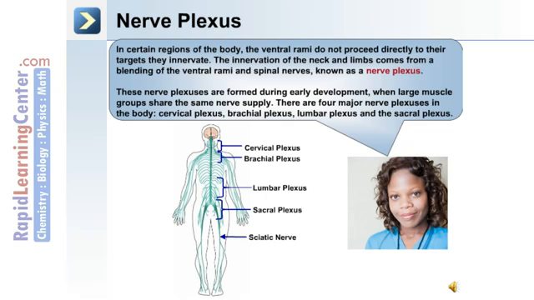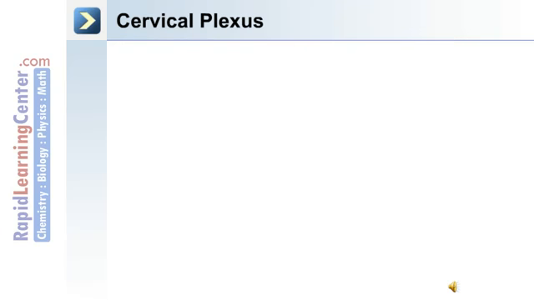There are four major nerve plexuses in the body: the cervical plexus, the brachial plexus, the lumbar plexus, and the sacral plexus. Let's look at each plexus individually, beginning with the cervical plexus.